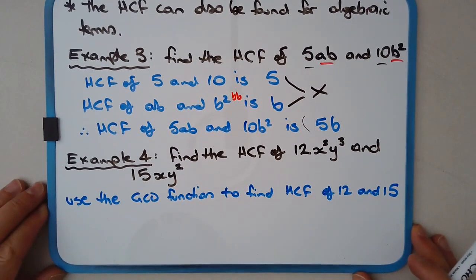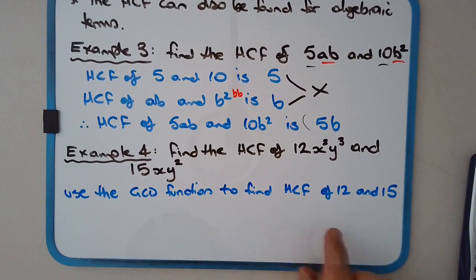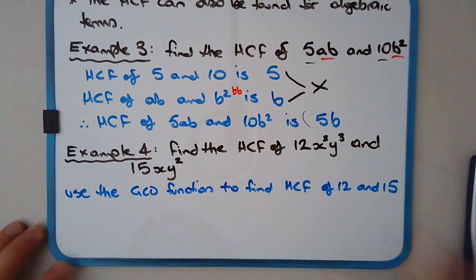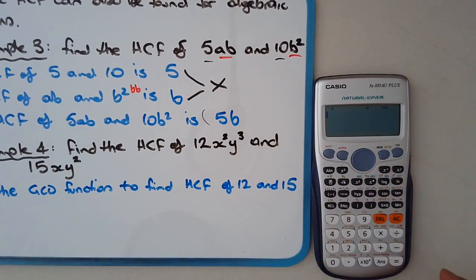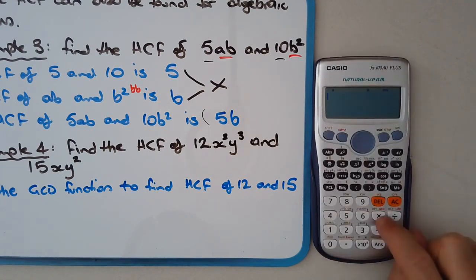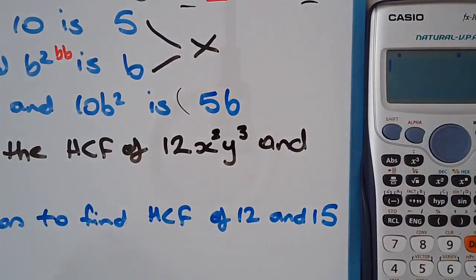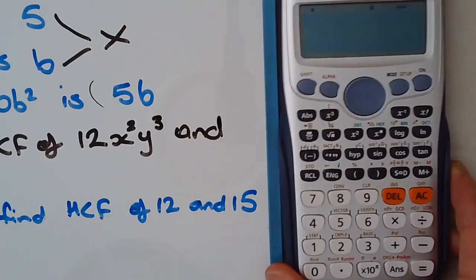Now, example 4, I'm going to do things a little bit differently here. I'm going to show you something you can do on your calculator if you want to find the highest common factor or the greatest common divisor very easily. I haven't completed this solution yet. So what we're going to do is learn a new function called the GCD function. Just above the multiplication key, you can see in red GCD. I might just zoom this in a little bit, and hopefully you can see that a little bit clearer.